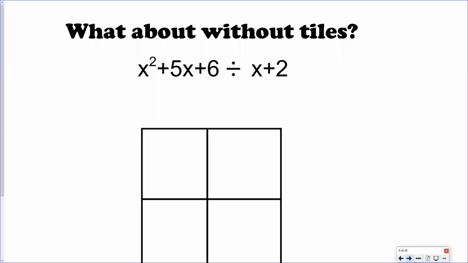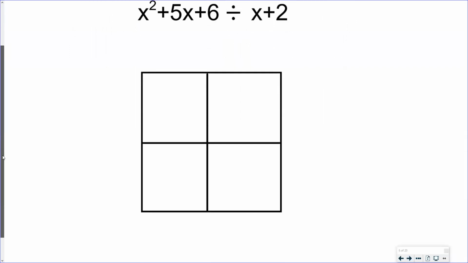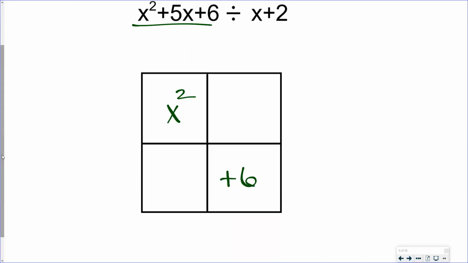So the question is, well, what do we do when we don't have the tiles? How would I do this with the box? Because in the end, that's what I am going to be doing. Well, step 1 is to put this part on the inside. X squared, we know, goes here. Every time our x squareds end up in the top left. Our constants, bottom right. Our x's end up in this area, separating.